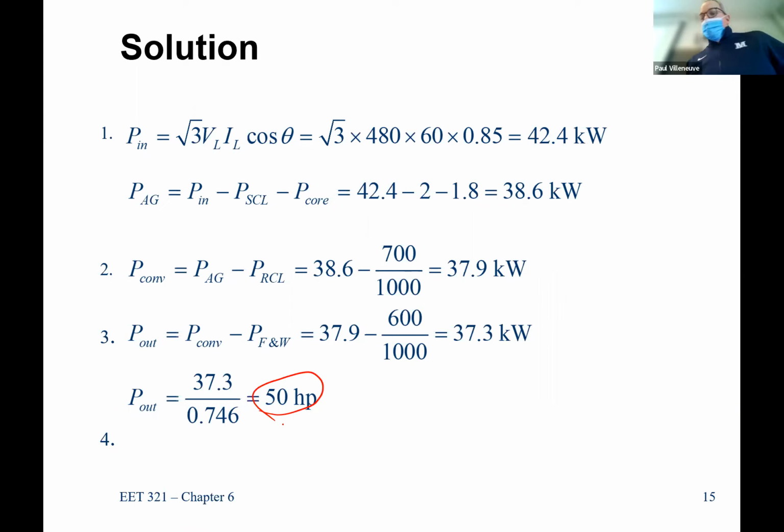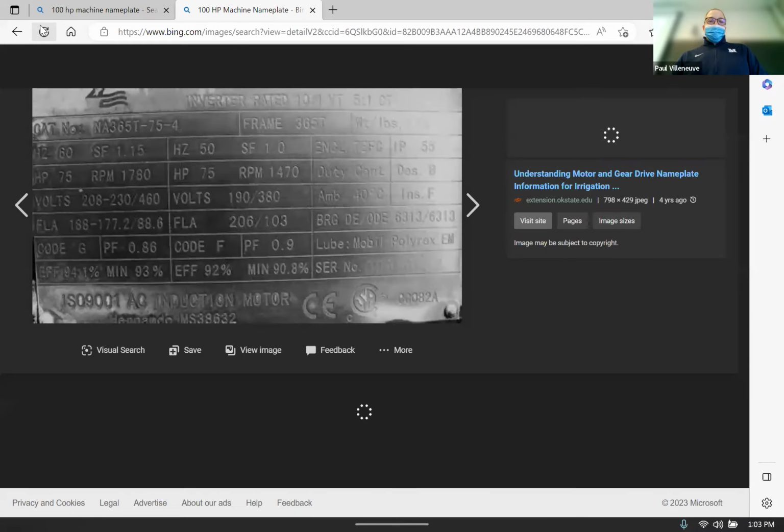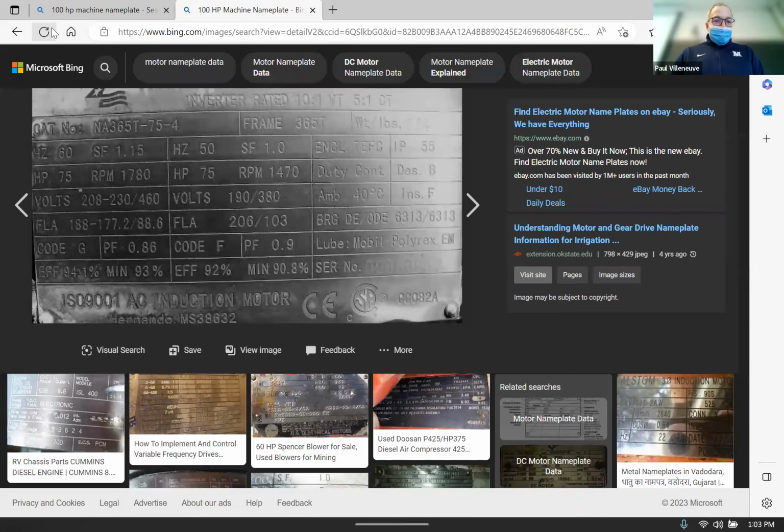Good question. If it's over 50 horsepower, what happens? Well, the answer is it depends. What's that? Redesign it. So let's look at that nameplate again and let's see if we can see anything interesting on it.